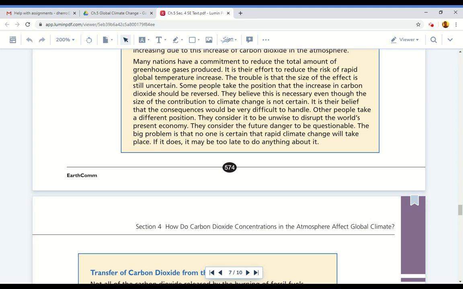Other people take a different position. They consider it to be unwise to disrupt the world's present economy. They consider the future danger to be questionable. The big problem is that no one is certain that rapid climate change will take place. If it does, it may be too late to do anything about it.